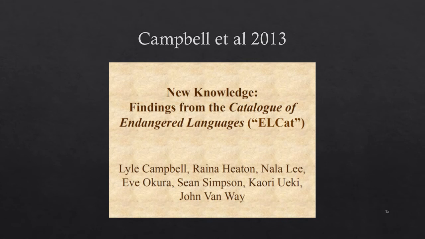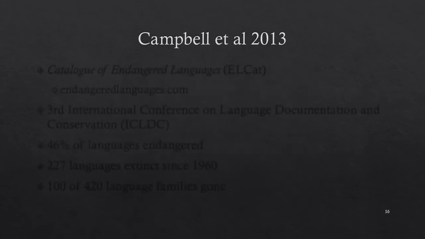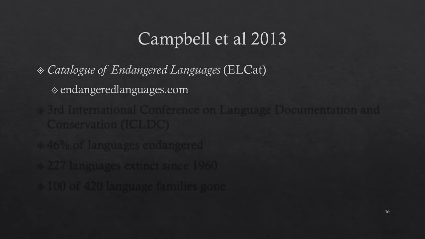The next publication is another conference presentation by Campbell et al. from 2013. This presentation discusses another list of endangered languages, the Catalog of Endangered Languages, or LCAT, from the University of Hawaii. You can access the Catalog of Endangered Languages online at endangeredlanguages.com. It's a catalog that only lists endangered languages, so it does not try to include all the languages of the world.